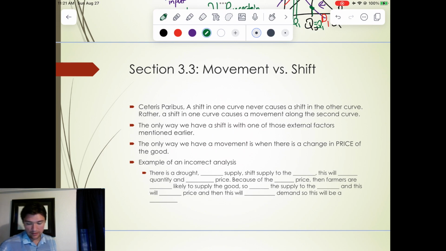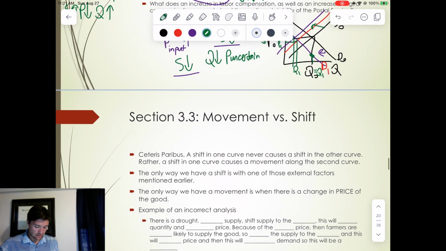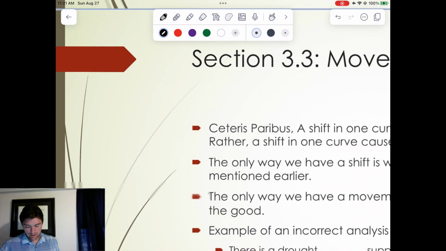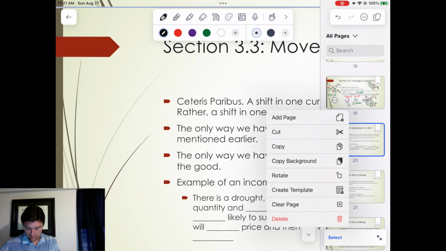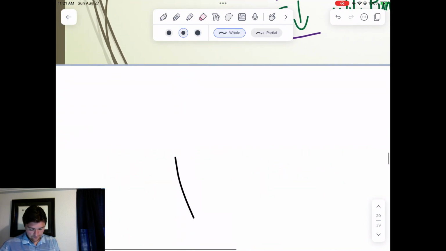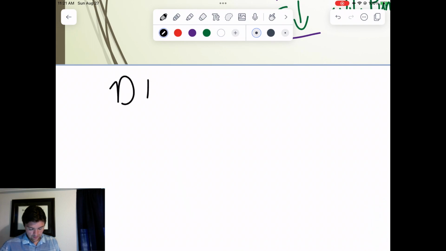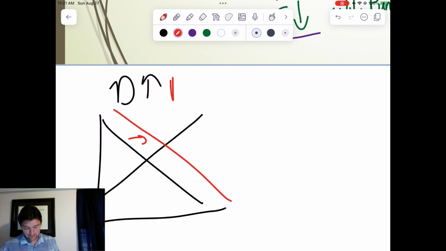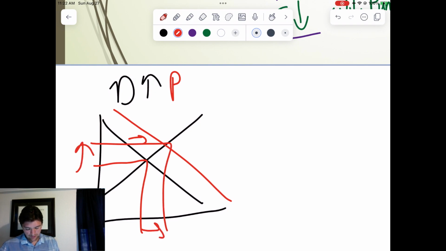So let me go back and talk a little bit more about the shifts real quick. So if we were to have a situation where we have demand up, we would shift the demand to the right, and then what you see here, we see that price definitely goes up and quantity goes up as well.